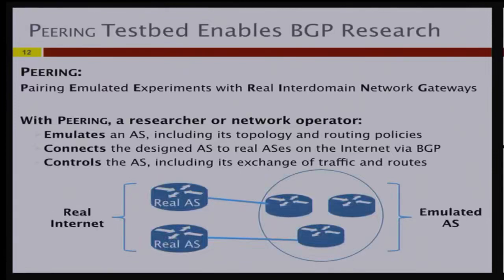With our testbed, we pair an emulated experiment with real interdomain connectivity via BGP. So a researcher can emulate the AS that they like, including defining its topology and whatever policies they want it to run. We can then connect it to real ASs via BGP, and then the experimenter controls the AS and can make whatever announcements they want and exchange routes and traffic with the real internet.